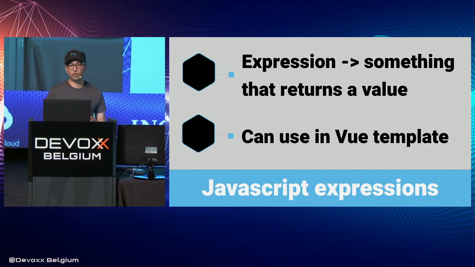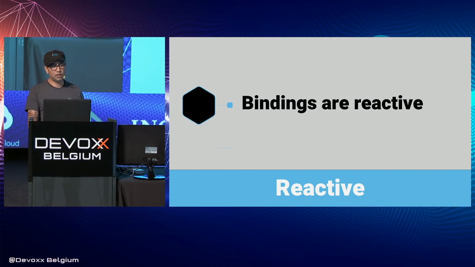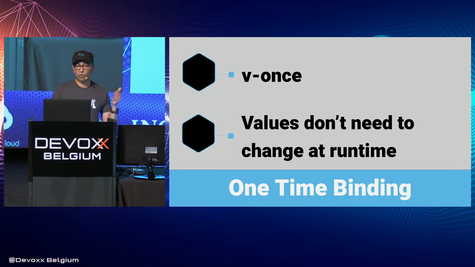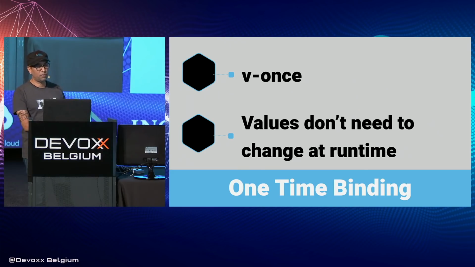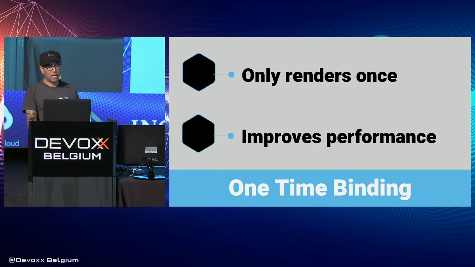So an expression is something that returns a value, and we use that directly in a Vue template when we just did, like, new data, right? We have two-way data bindings. How does that work? It's magic. Bindings are reactive. We used v-once, or we talked about that. So when something doesn't need to change at runtime, we don't want to add extra overhead into the Vue framework. So we avoid that. That message will never change.